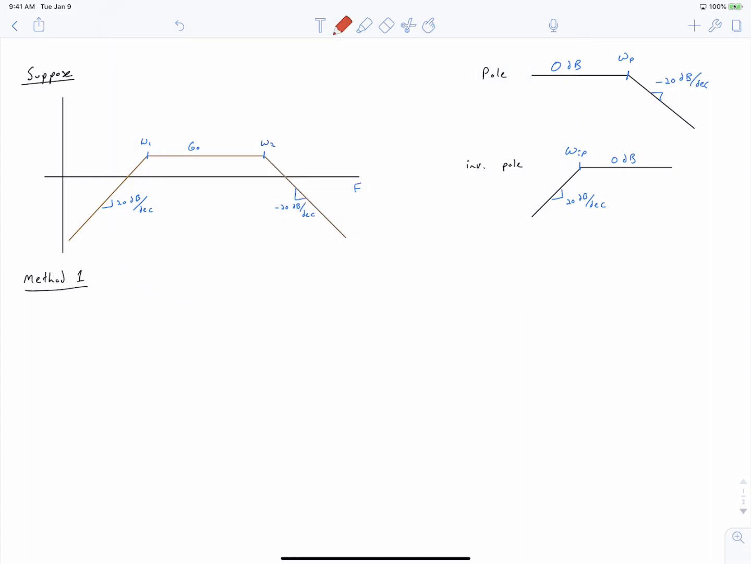The DC gain portion is fairly easy to see. You can imagine this as having a constant transfer function of magnitude g0 spanning across this plot. And then if we look on the left side, we could imagine this being an inverted pole that looks like this. So it has the same frequency as omega 1, but it ends at a gain of 0 decibels.